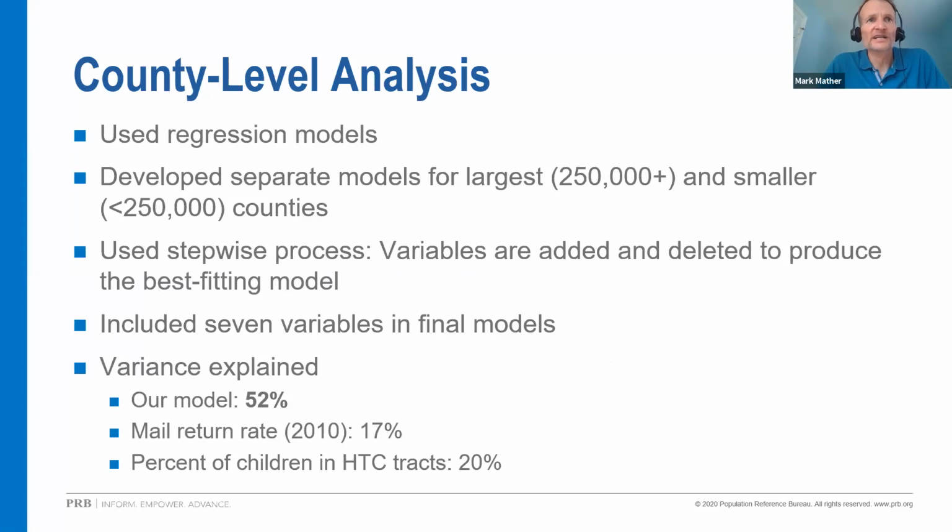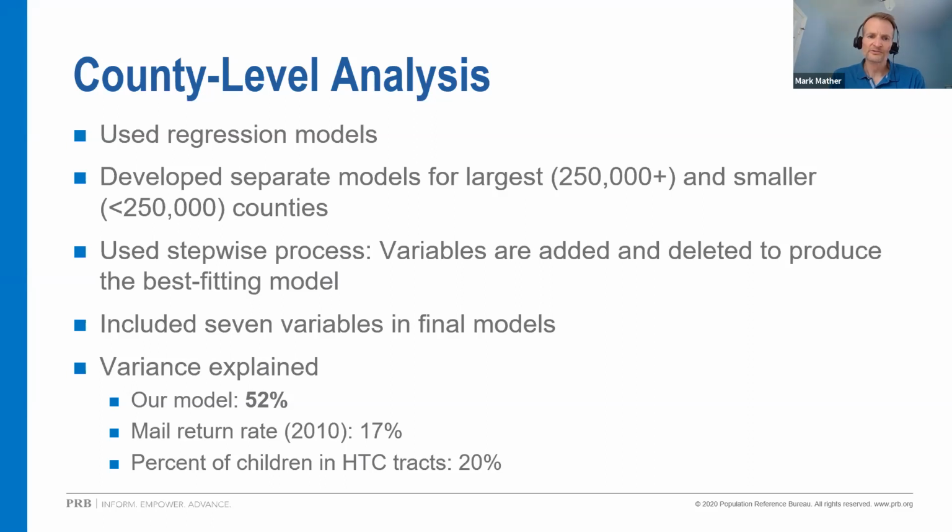I mentioned that we use regression models for our analysis. We actually developed separate regression models. We had one model just for those counties with 250,000 or more people, and a separate model for smaller counties. The reason we did that is because we determined that the factors associated with young child undercount seem to be a little bit different for those larger and smaller areas. We used a stepwise process where we would add variables, delete variables until we had the best fitting model that we could get. And that resulted in a final model with 7 key variables.